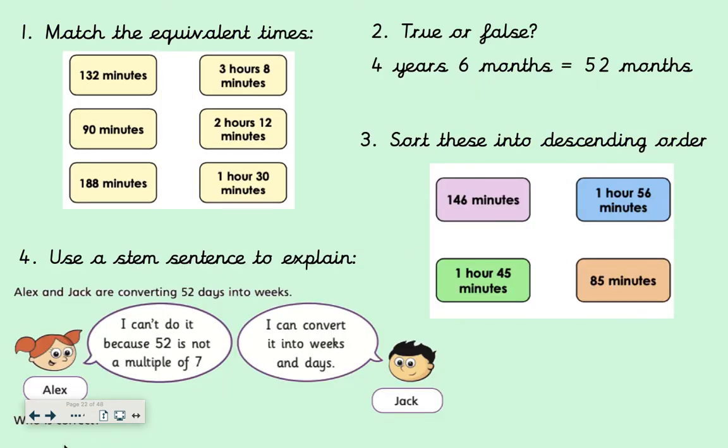On the green, we have, again, equivalent times, a little bit more difficult numbers to deal with for this matching of equivalent times. Again, a true or false, you've got to tell me if it is equal or not. Number 3, they're going in descending. You should remember from me just saying on the yellow page what descending means. I hope you were listening.